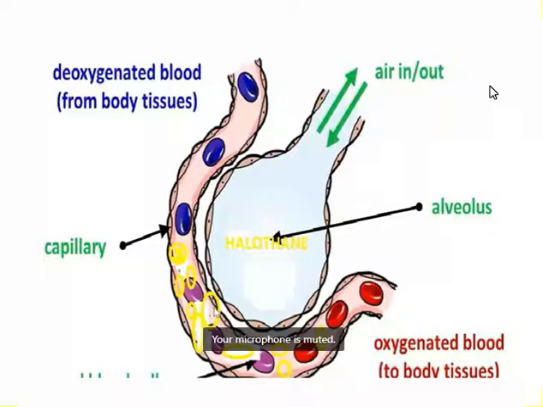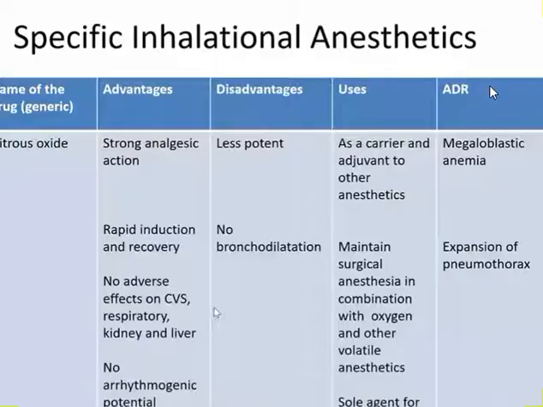So now coming to the specific and important inhalational anesthetic drugs, first is nitrous oxide. Along with the anesthetic action, it also has an analgesic effect. So the need for further addition of analgesic drugs will be lesser during the course of surgery. We have discussed just now that they have rapid induction and recovery.